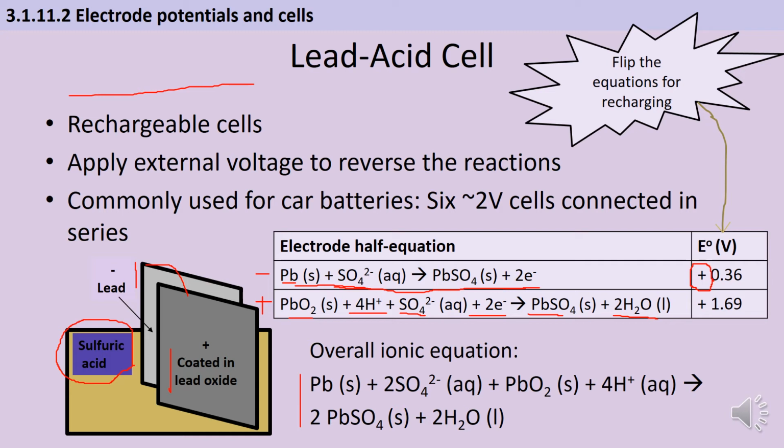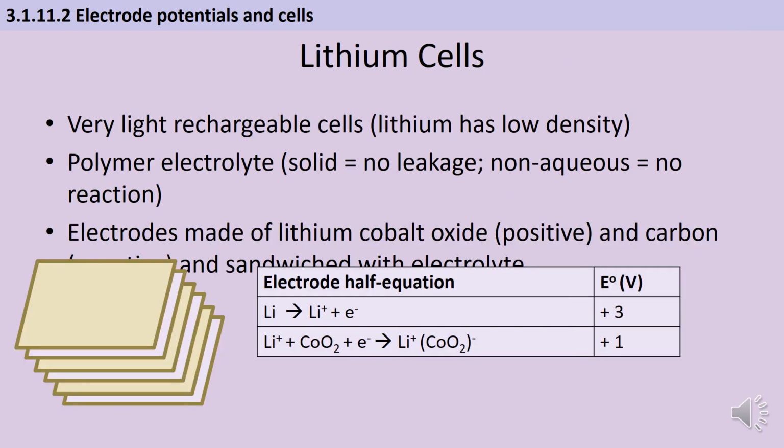Another example of a cell that you've almost certainly met in your everyday life is a lithium cell. Now, there are actually loads of different kinds of lithium cell, so don't get confused if you're reading Wikipedia or whatever. We're only interested in this one particular variety because that's the one that AQA named in your specification, and they give you the half equations for the different electrodes, so you're expected to have those memorised. Don't think that they're going to give them to you in the exam.